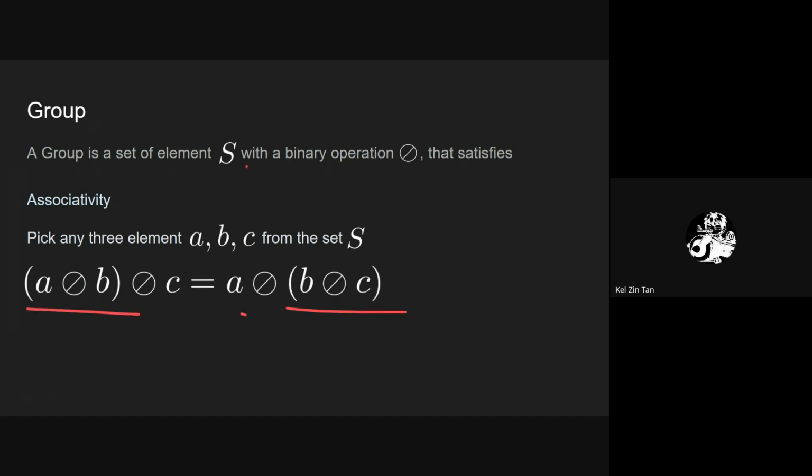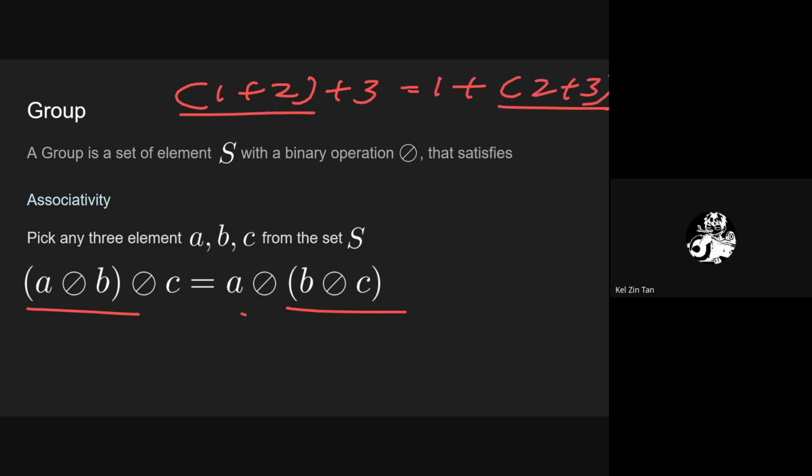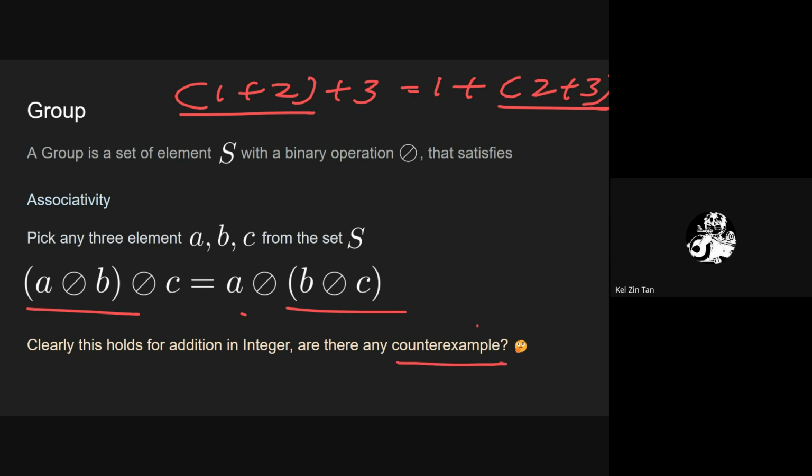So if you think of it from the integer point of view, it basically means that (1 plus 2) plus 3 is equal to 1 plus (2 plus 3). So no matter whether you do this part first or this part first, it doesn't matter. So clearly this holds for addition in integers. But now I would like to have some interaction. Can you all think of any binary operations that do not satisfy associativity? Basically a counterexample.